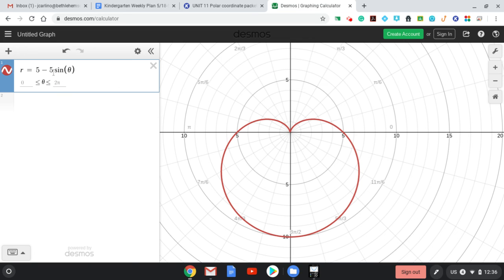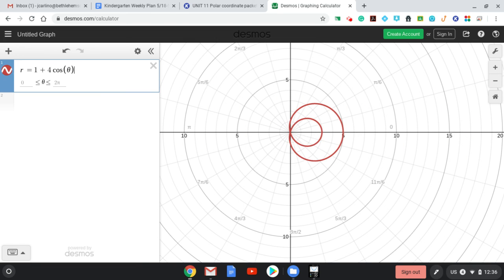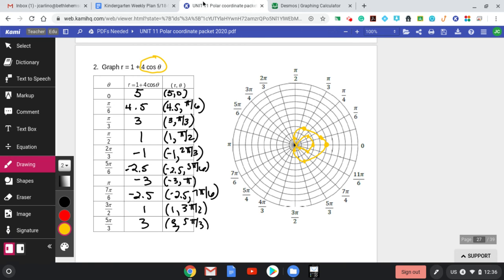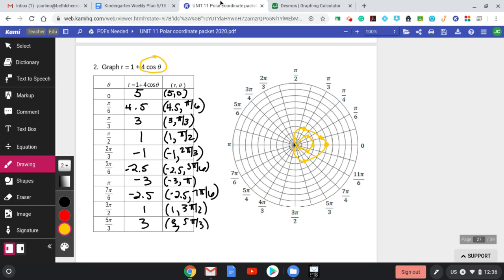So we go back here. So we just graphed 1 plus 4 cosine theta. And look at that, guys. There it is. Looks pretty darn close to what we had there. All right, so very nice job there. All right, so keep using your chart. Make sure your calculator's in radian mode. And now when you're adding and subtracting a number to it, be prepared for something a little different. Okay, but always check it on Desmos.